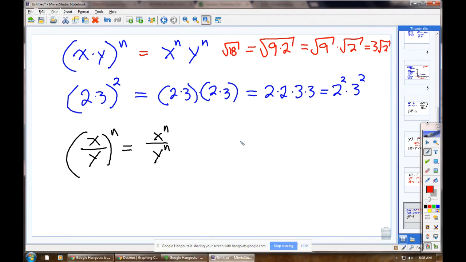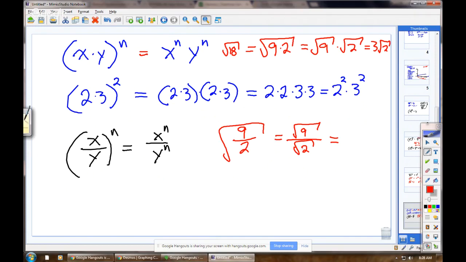Over here, an example would be, say, the square root of 9/2. Let's take the square root of that. So that would be the same, according to this rule, as the square root of 9 over the square root of 2. And you could stop here or notice, hey, 9's a perfect square. I could take that one more step. But this right here illustrates this property.